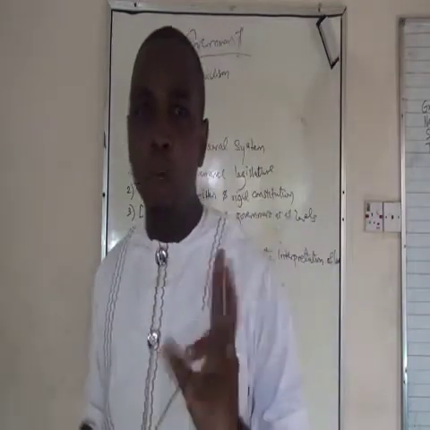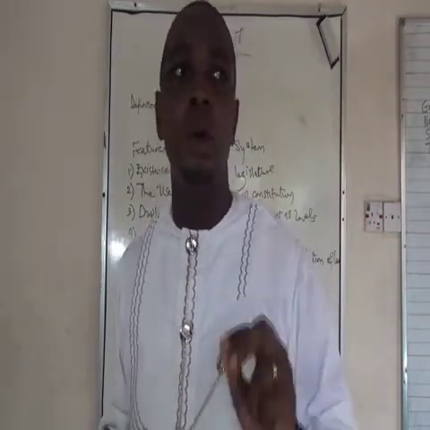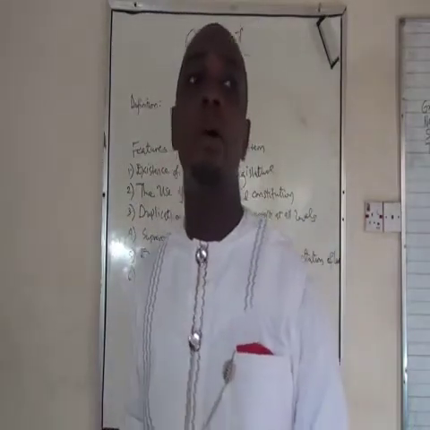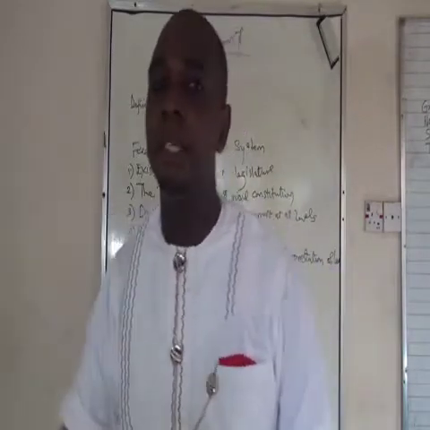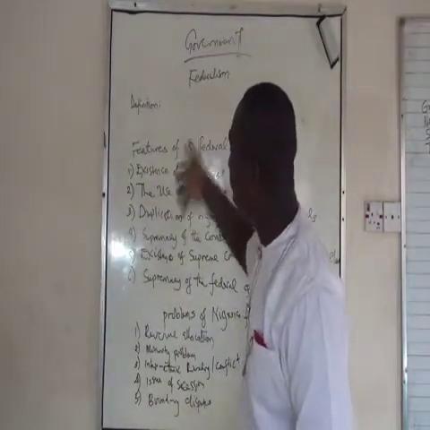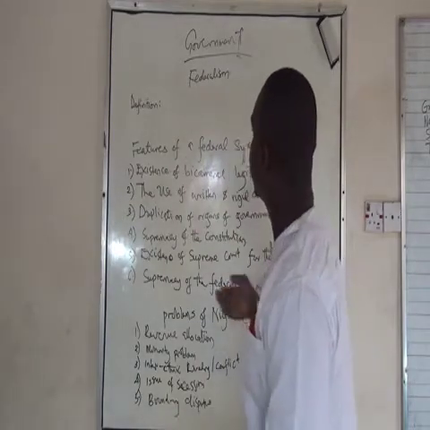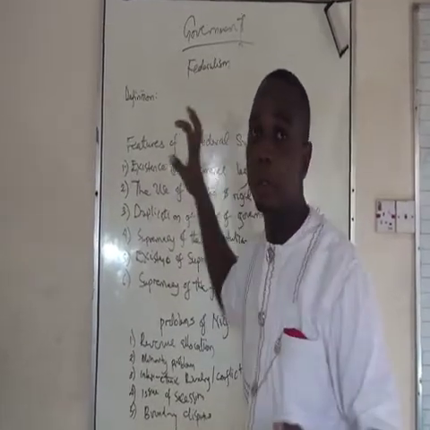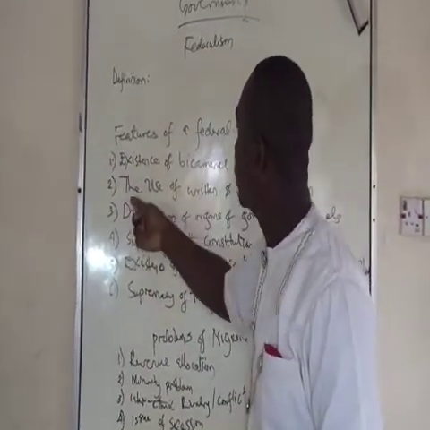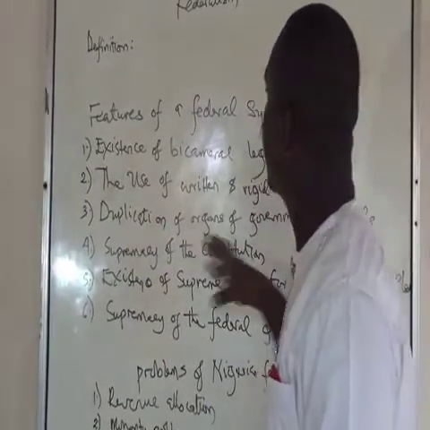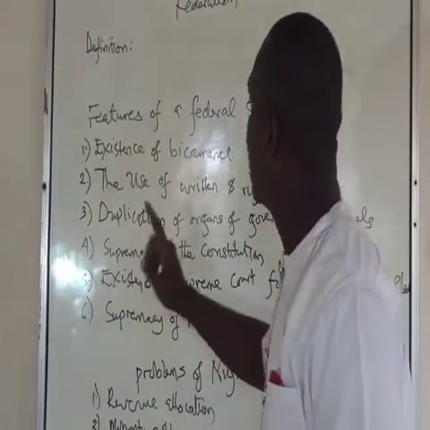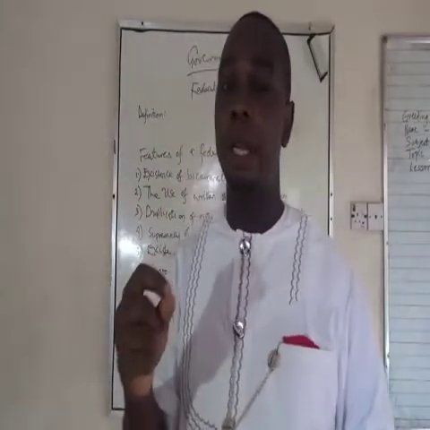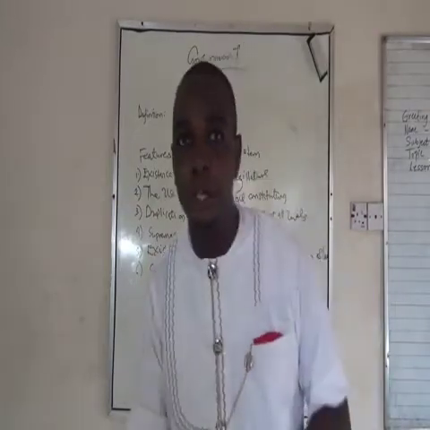Now, most countries practice what is called the quasi-federal system. Why is this so? Because they don't really practice most of the features that are enumerated here. They might pick one. For instance, Nigeria is practicing the existence of a bicameral legislature. Fine. And then you will equally see the use of a written and rigid constitution. You might see duplication of organs of government. But when it has to do with the supremacy of the Constitution, there is a very high limitation in that.